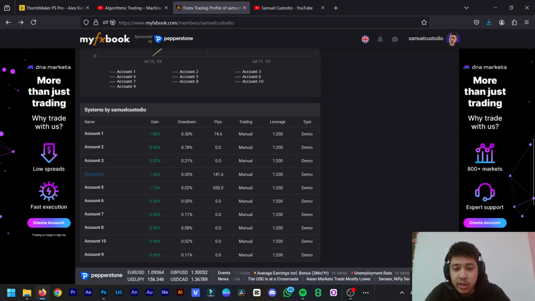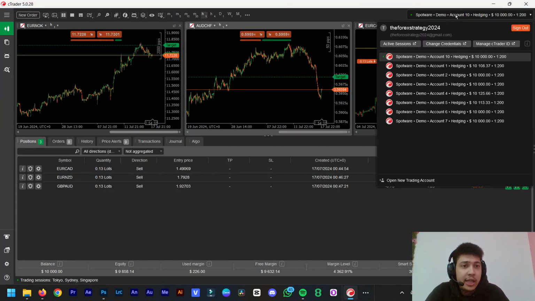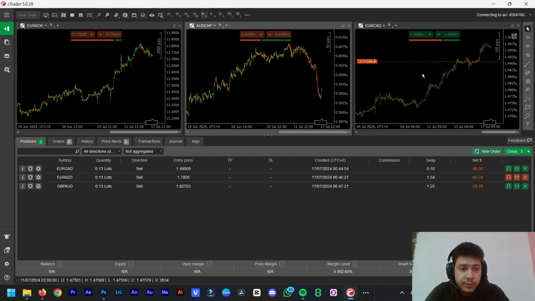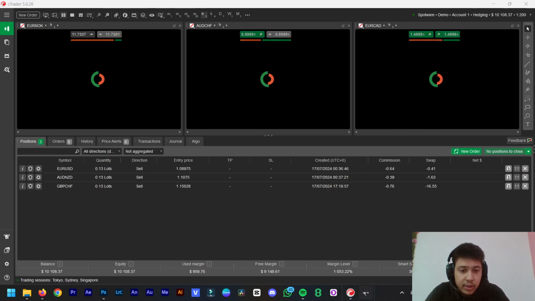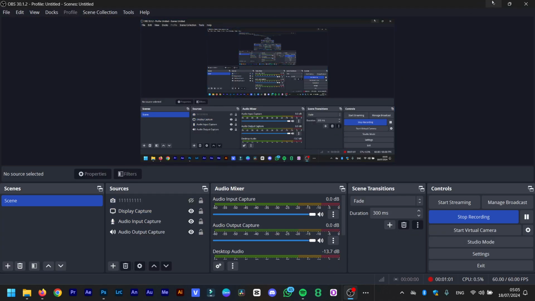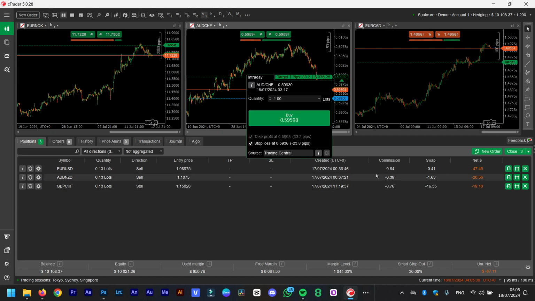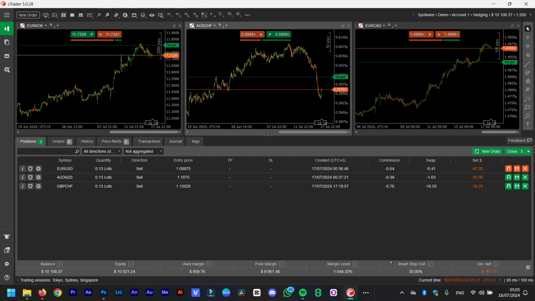So those are the 10 accounts, and let me show you something. Here are all of the 10 accounts. That's account 1, the first account. Here you can see all the 3 operations that I have. They're all going negative right now, so there's not much I can do here other than wait. Also, you can see the commission and the swap of these accounts, which is a little negative.